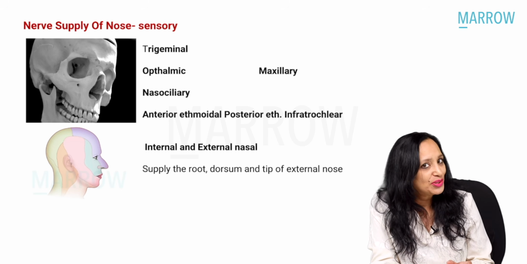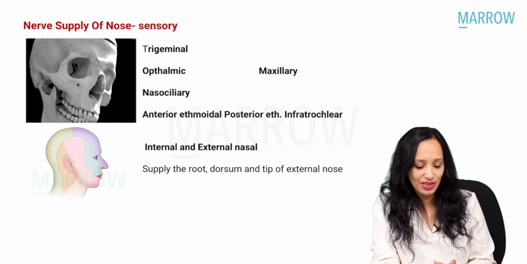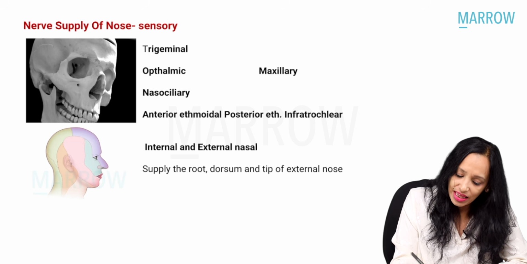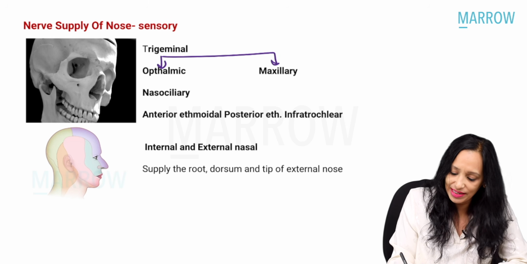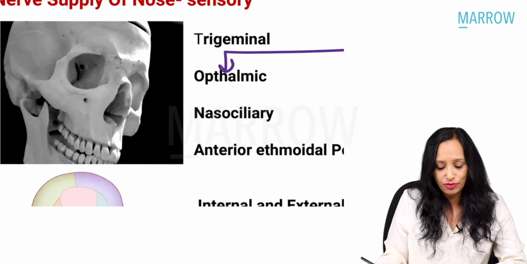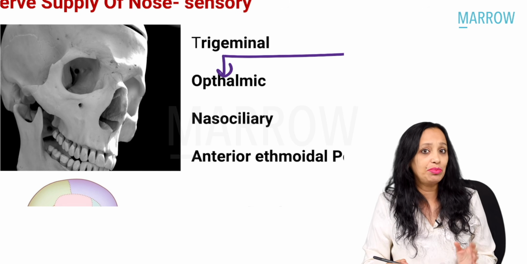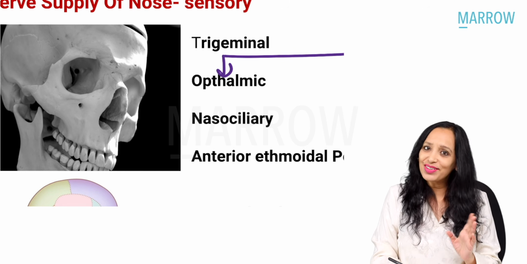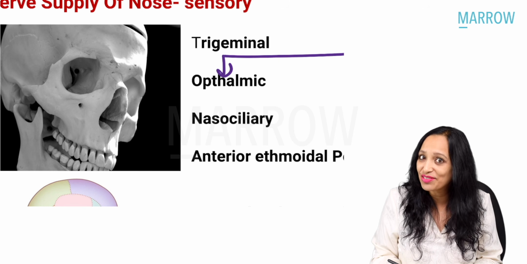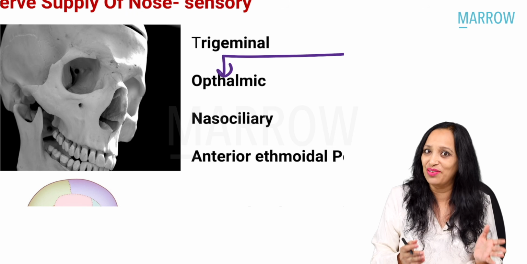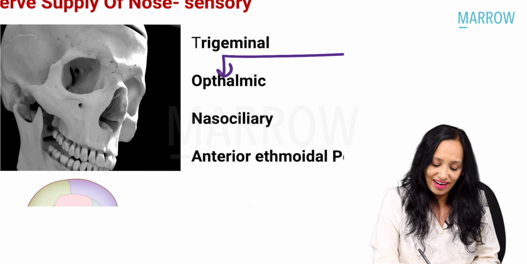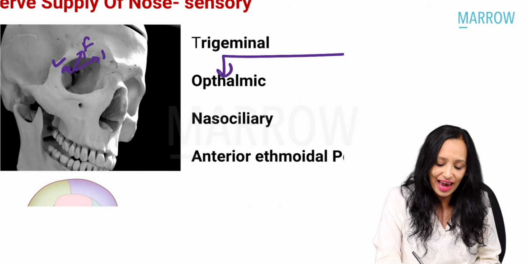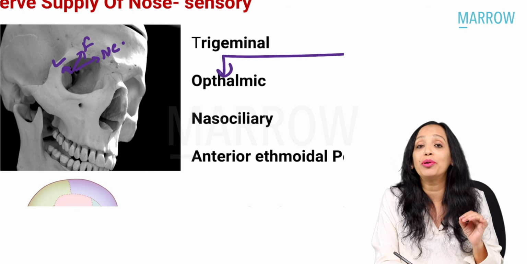So for that we need to know what the sensory nerve supply of the nose is. Yes, it is by the two branches of the trigeminal, the ophthalmic and the maxillary. Let us see first the ophthalmic. Ophthalmic, as the name suggests, does not enter the eye itself, it gives branches which enter the eye. Which branches? Yes, the lacrimal, the frontal and the nasociliary, and they enter the eye through the superior orbital fissure.